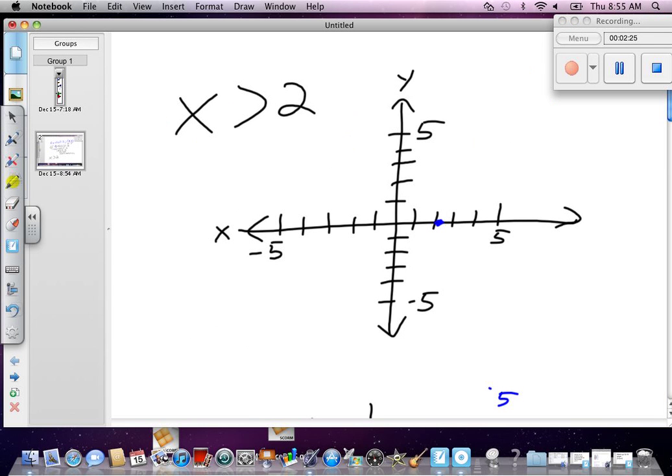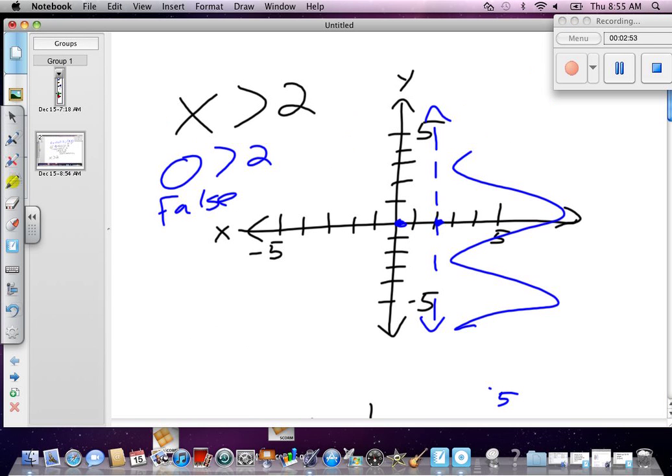I want a line. Okay? I'm going to put a line up and down, and it's going to be dotted because it's not underlined. And it says x is greater than negative 2. So I'm going to plug in 0 to see which side I shade. Is 0 ever greater than negative 2? No, this would be false. So does that mean I shade over 0, 0? No, I shade the other side if it's false. Do we have questions about this?